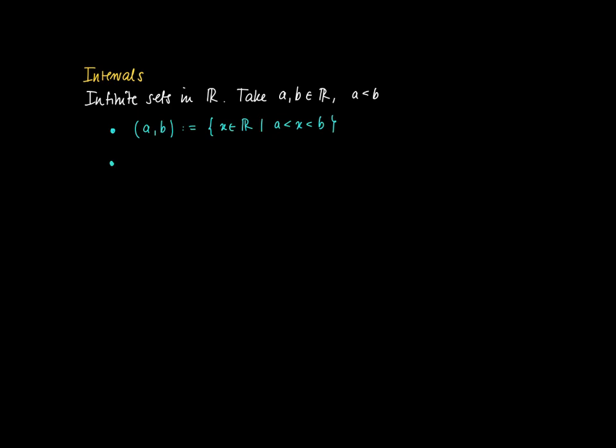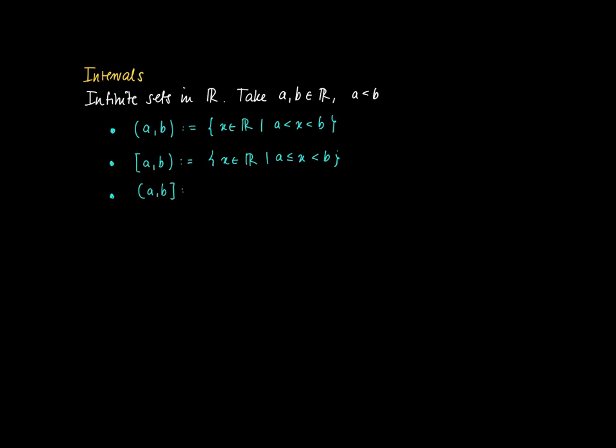In the same fashion, we can look at a slightly different set where we include the element a and still exclude the element b. So here is the set of x's in R, where x is at least a, so it could be a, and smaller than b.